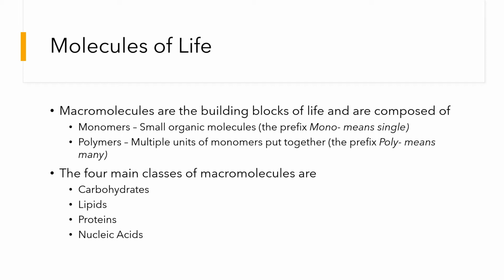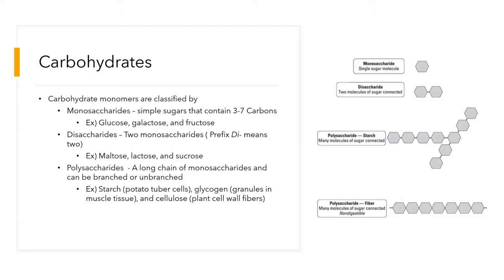So, for example, you have one single Lego, and then if you were to connect a whole bunch of Legos that look alike, you will have that long chain of Legos. That's kind of what a polymer is. So it's multiple units of monomers put together. And those are going to make up 4 different classes, which are carbohydrates, lipids, proteins, and nucleic acids, which we'll go over in the next few slides. First, we're going to go over carbohydrates.